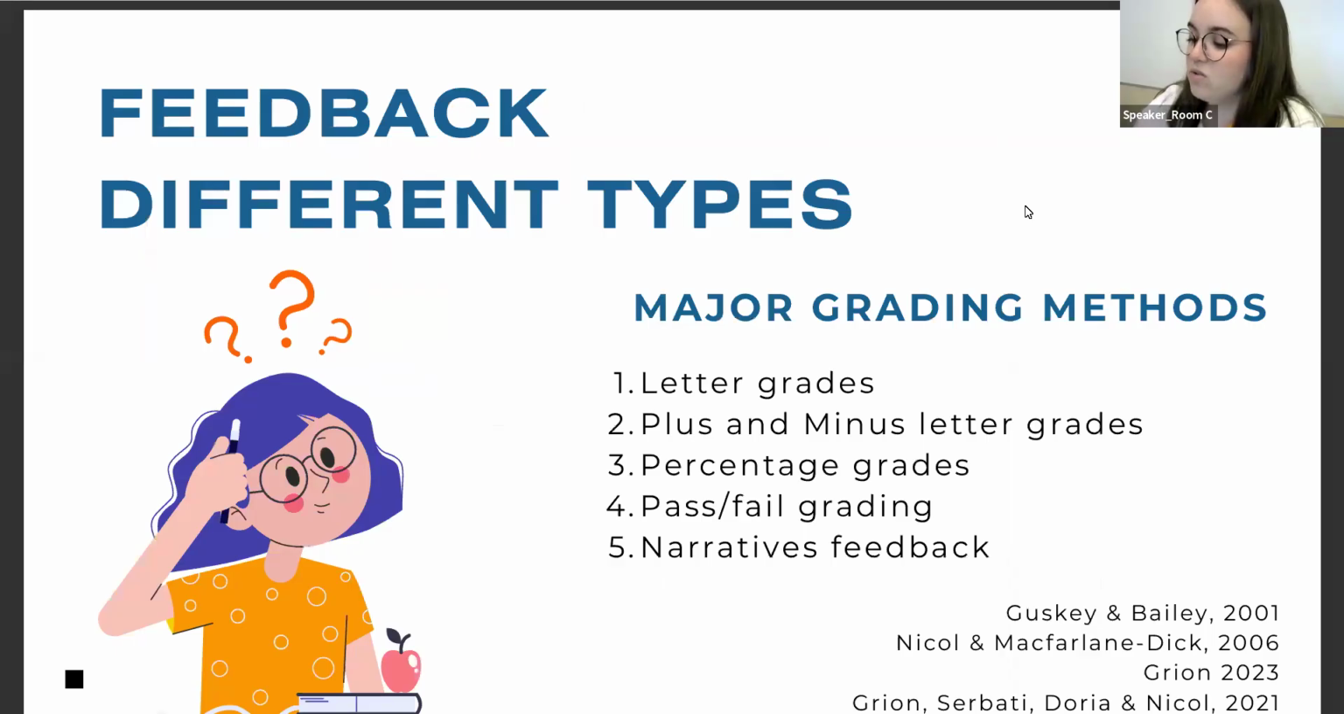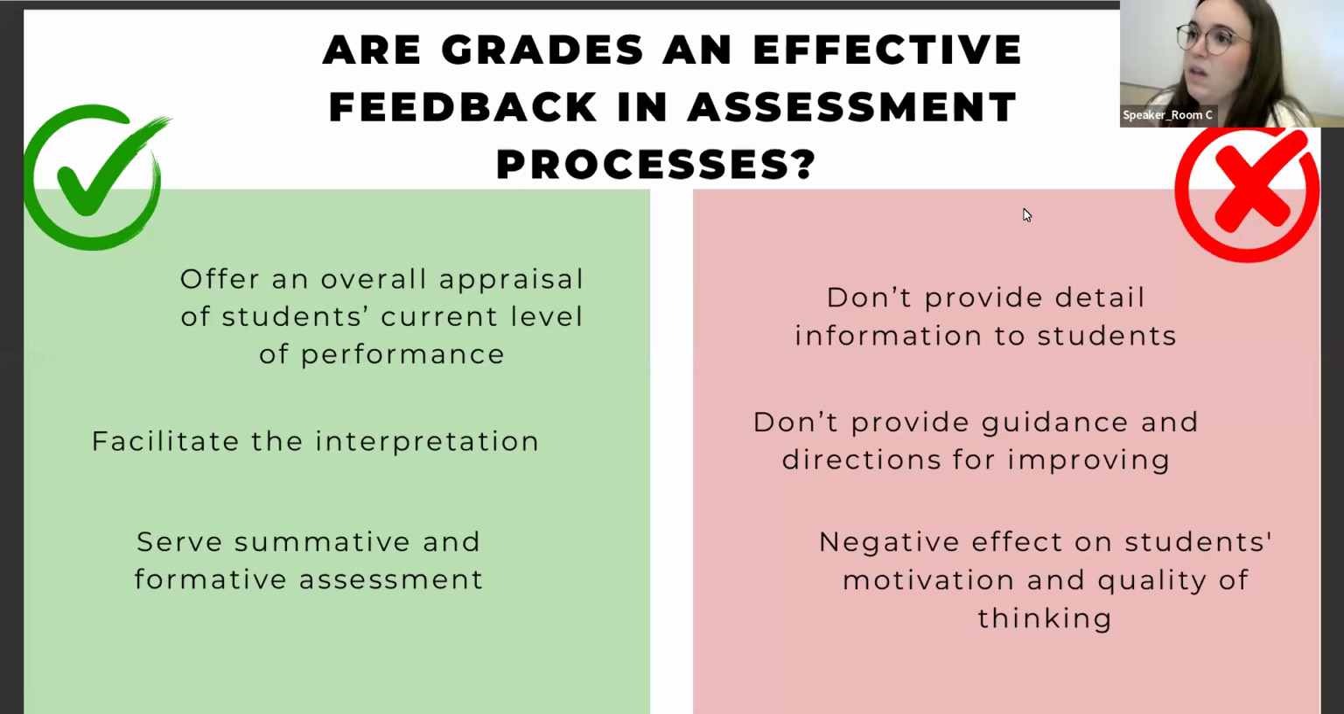So we also can focus on the major grading methods that are also developed in the research. We can find, for example, the letter grades, the plus or minus with the letter grades, the percentage grades, the pass or fail grading, or the narrative text. In Italy, in the schools, we usually use the grades, so the marks from 1 to 10. But as a teacher and as a researcher, I always have to ask myself if this type of feedback, the grades, is an effective feedback for the assessment process. And we can say that yes, but also no.